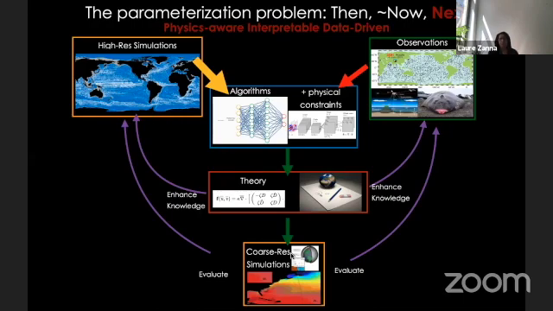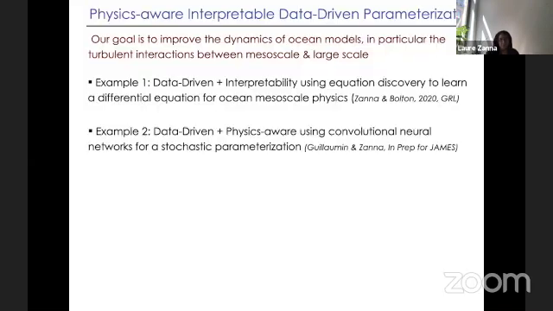Okay, so that's what I'm going to try to showcase with those two examples, trying to enhance knowledge or be truer to the physics that we can extract from data and from those high resolution simulations using machine learning. So as mentioned, I'm going to focus on ocean dynamics. Mesoscale, 10 to 100 kilometer resolution roughly, they impact the large scale flow. So example one is going to be this data-driven interpretable equation discovery. We're going to learn a differential equation for the ocean physics for the part that we don't resolve. Only the part that we don't resolve, right? I'm assuming that I know everything at the larger scale because I can resolve it.